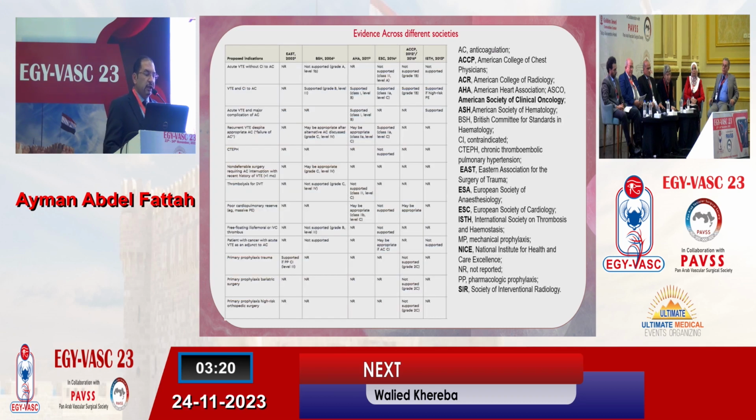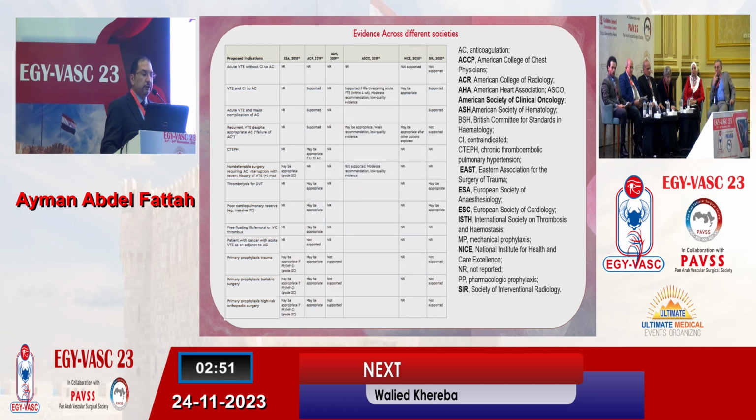This table summarizes the evidence across different societies on placing an IVC filter. There is consensus disapproval for IVC filter placement when there is no contraindication to anticoagulation. And there is consensus approval in all societies for IVC filter placement in the presence of VTE with contraindication to anticoagulation. This includes NICE 2020.